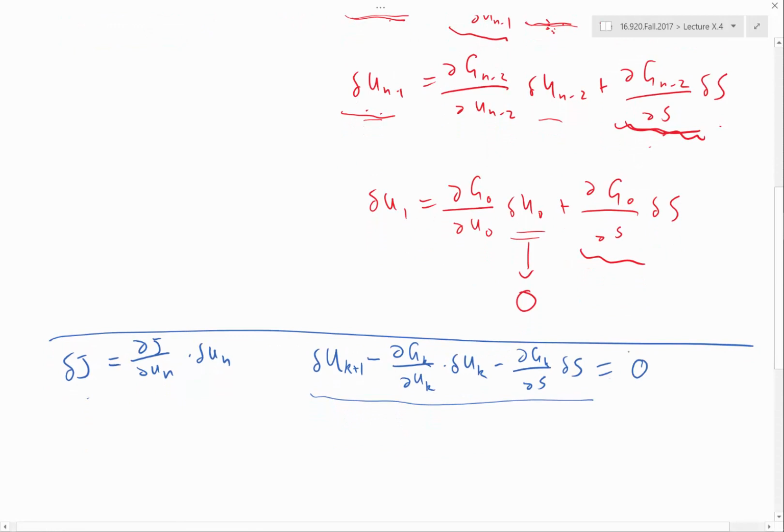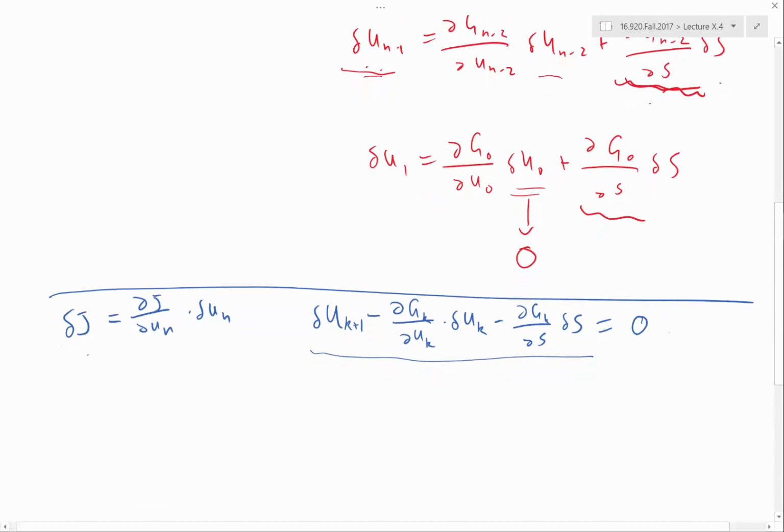Well, but this 0 is not the same dimension as delta j, right? This 0 has the dimension of uk plus 1 actually, right? Because uk plus 1 may be a vector. So I need to make it a scalar by dot producting it with something. And that something, let me just call it uk plus 1 hat. uk plus 1 hat has the same dimension as uk plus 1.